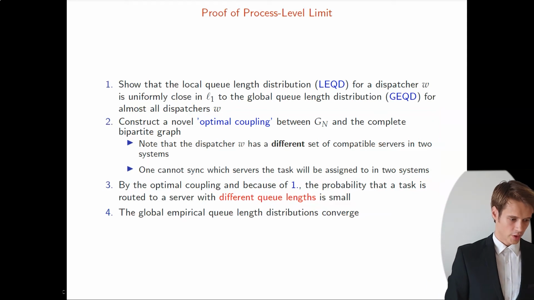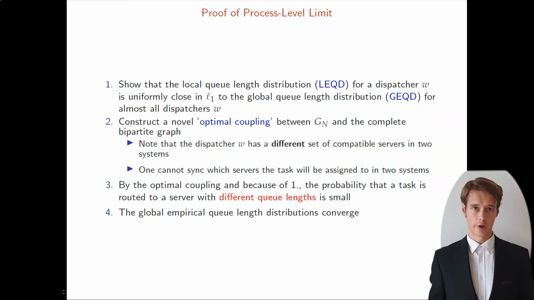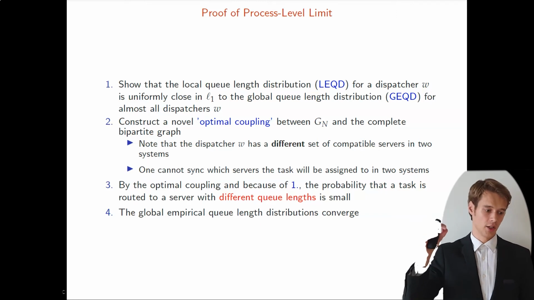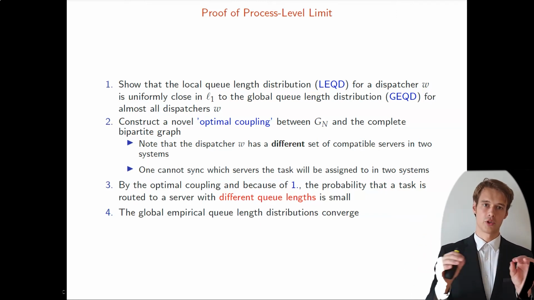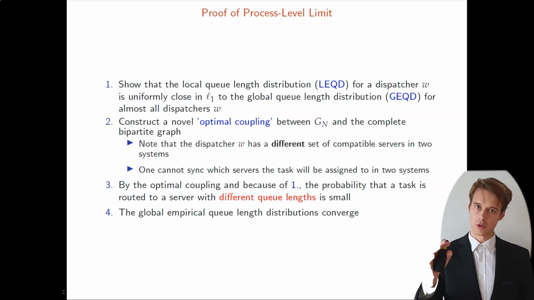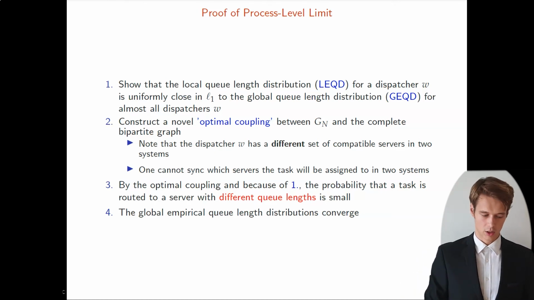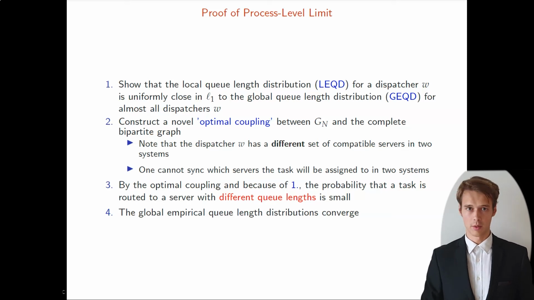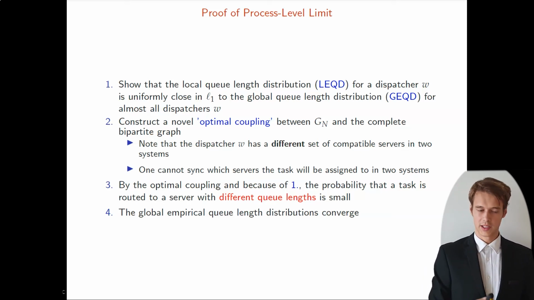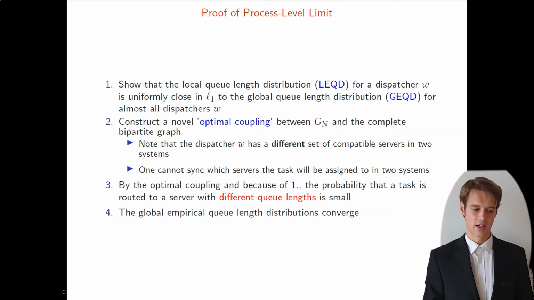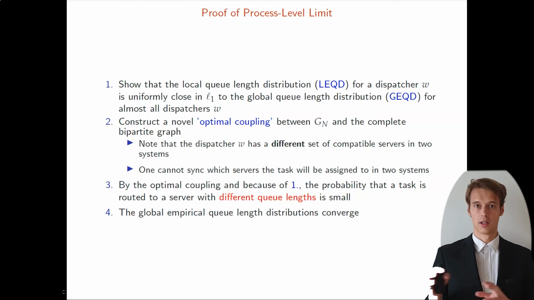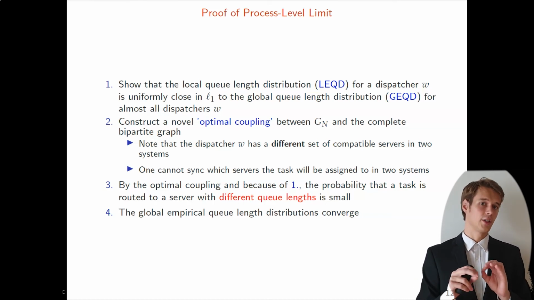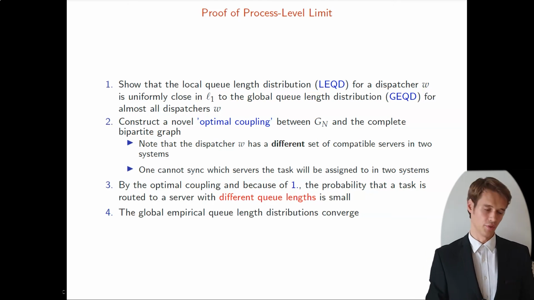So our proof, the high-level idea of our proof, is the following. We show that from the perspective of a dispatcher, the local queue-length distribution, so the queue-length distribution in its neighborhood, is uniformly close in L1 distance to the global queue-length distribution. Secondly, we construct an optimal coupling, a novel coupling between our sparse compatibility graph G_n and the fully flexible system. One difficulty here is that a dispatcher W might have a different set of compatible servers in both systems. So what we do is we couple only the queue lengths of the servers and not the actual index of the servers.